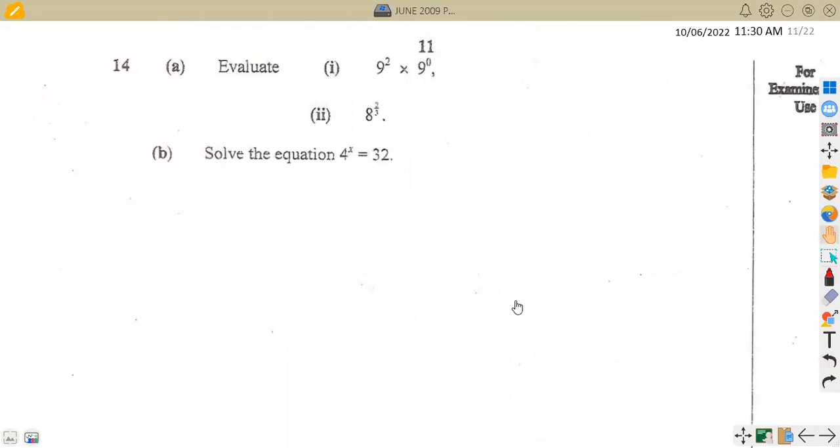Number 14, evaluate. So guys, yes, just applying your laws of indices. From your laws of indices, we can multiply each separately, or you can apply the law to say that we are multiplying the bases which are the same here. So what do you do? x to the power of a times x to the power of b is equal to x to the power of a plus b. So you add the powers. So you're going to add 2 plus 0, sorry, which is going to be 9 to the power of 2, and that's 81.